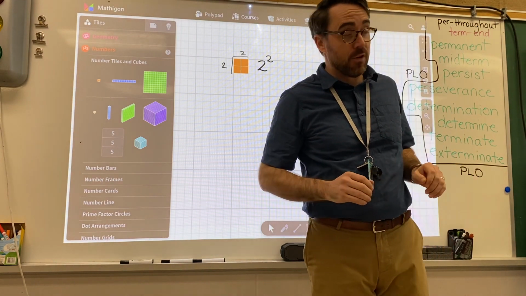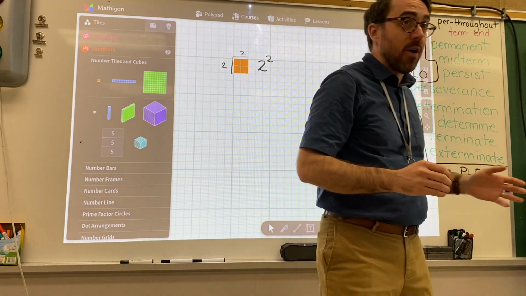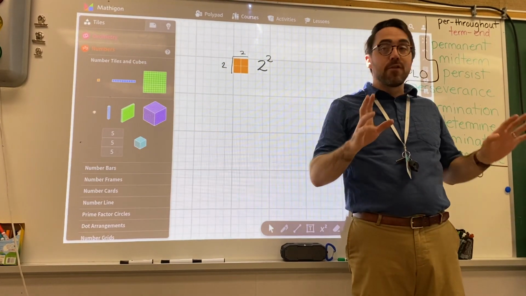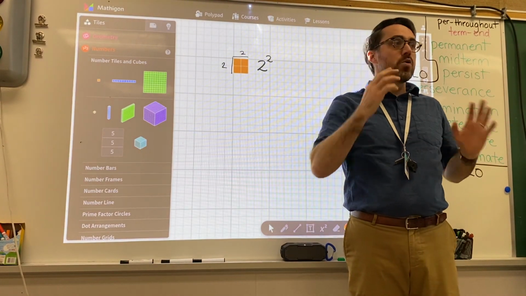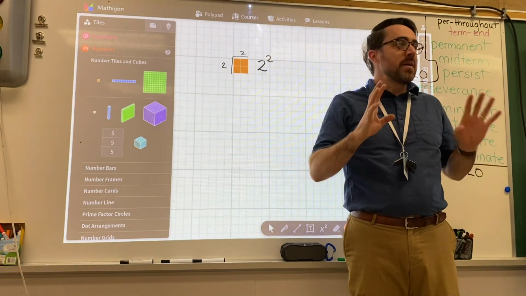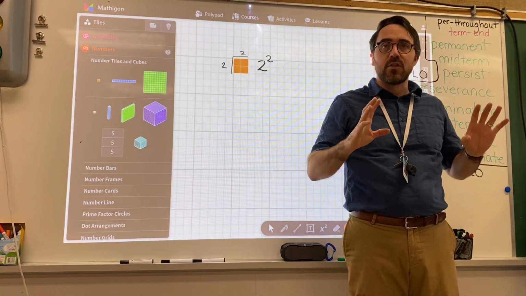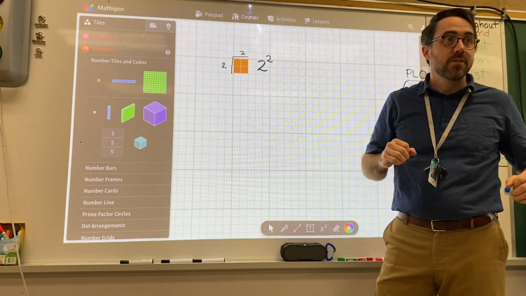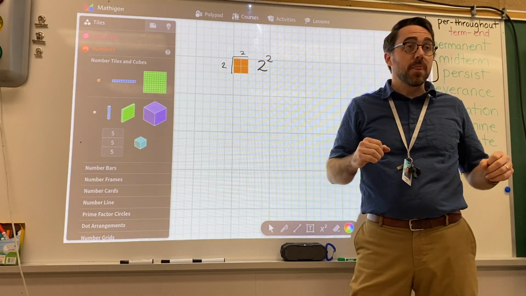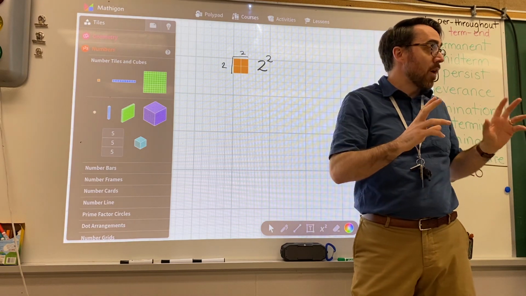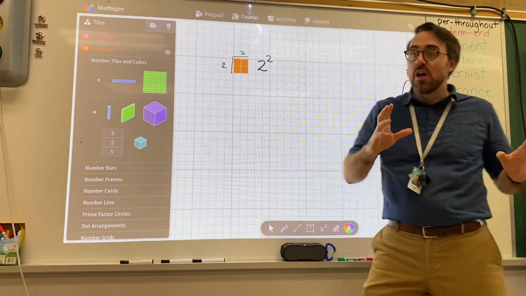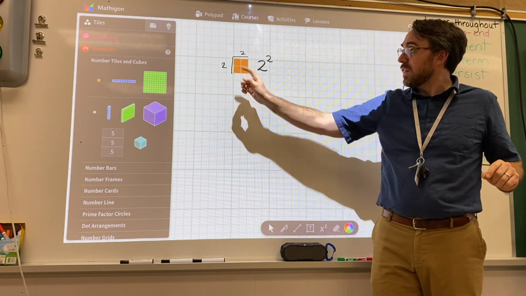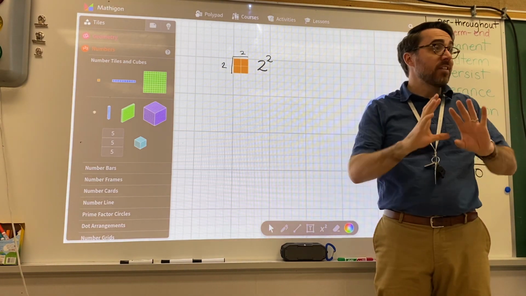But let's do math first. We're talking about squares. Perfect squares. Who can tell me what we mean by a perfect square? Yes, young Quinn. A square that is the same on both sides. A square that is the same on both sides, okay? So, for example, my square that has 2 length and 2 width is a perfect square.